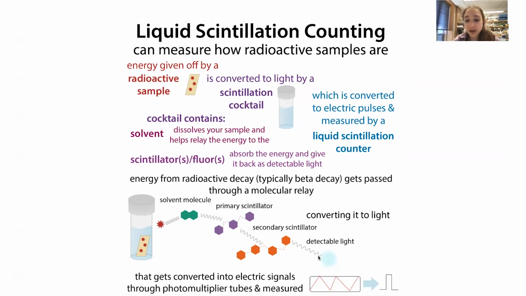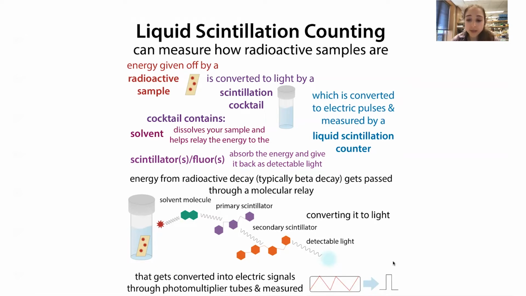Then this light is going to go into this liquid scintillation counter. There are these photomultiplier tubes. Don't ask me how they work. I'm not a physics person, but they're going to amplify the signal and convert it into an electrical pulse. And then the pulse can be measured and converted to an amount of radioactivity.